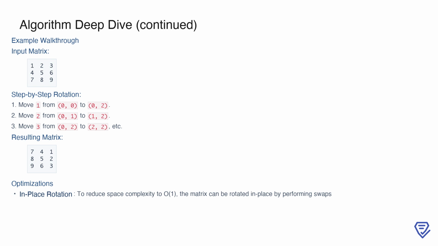Suppose the input matrix is a 3x3 grid with values from 1 to 9. The element 1 at position 0, 0 moves to position 0, 2 in the rotated matrix. Similarly, 2 at 0, 1 moves to 1, 2, and 3 at 0, 2 moves to 2, 2. Following this pattern for all elements, the resulting matrix becomes a rotation where rows are transformed into columns.